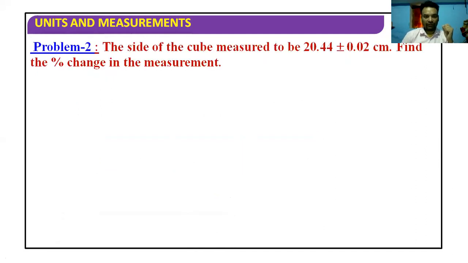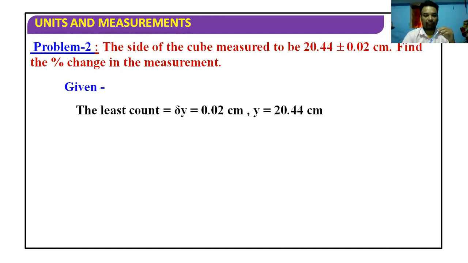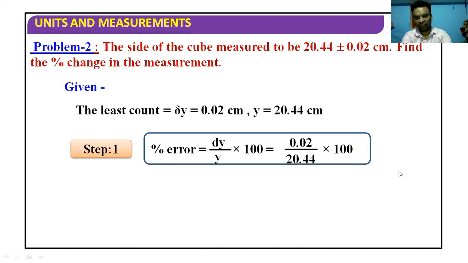Another question: the side of a cube is measured to be 20.44 plus minus 0.02 centimeter. Find the percentage change in the measurement. So we are given the side of a cube 20.44 plus minus 0.02 centimeter. Find the percentage change. Percentage change means we will find out the percentage error only. The same percentage change is called the percentage error.